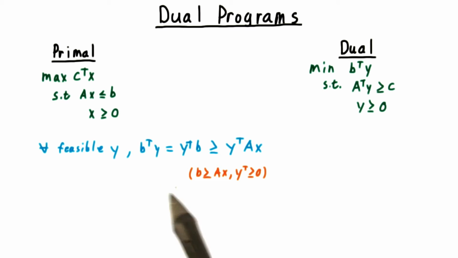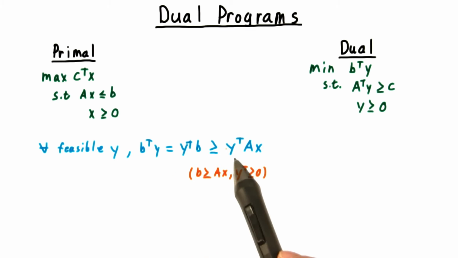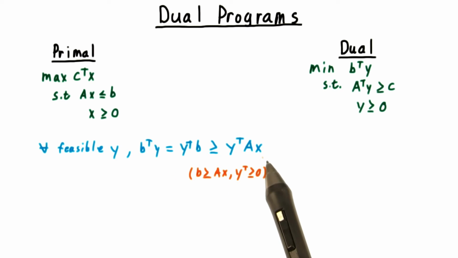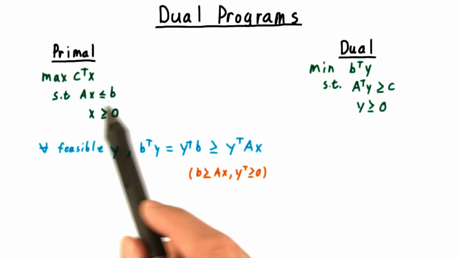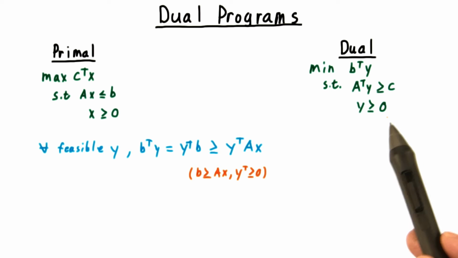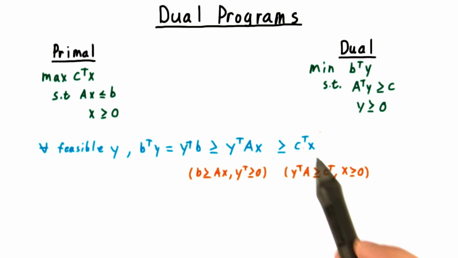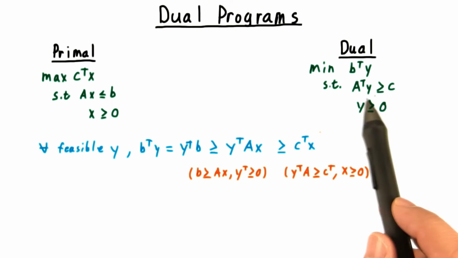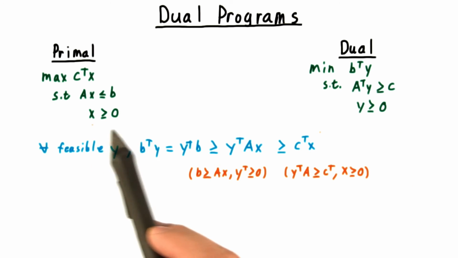Observe that for all feasible y, we have that B transpose y is at least y transpose A x. Here we've just used this constraint from the primal and the non-negativity of y from the dual. And this in turn is at most c transpose x by the constraints of the dual and the non-negativity of x in the primal.